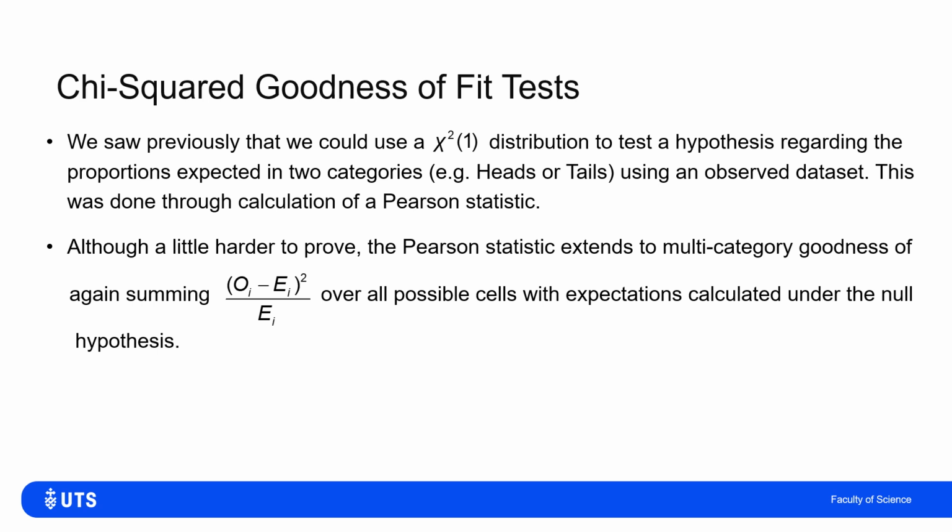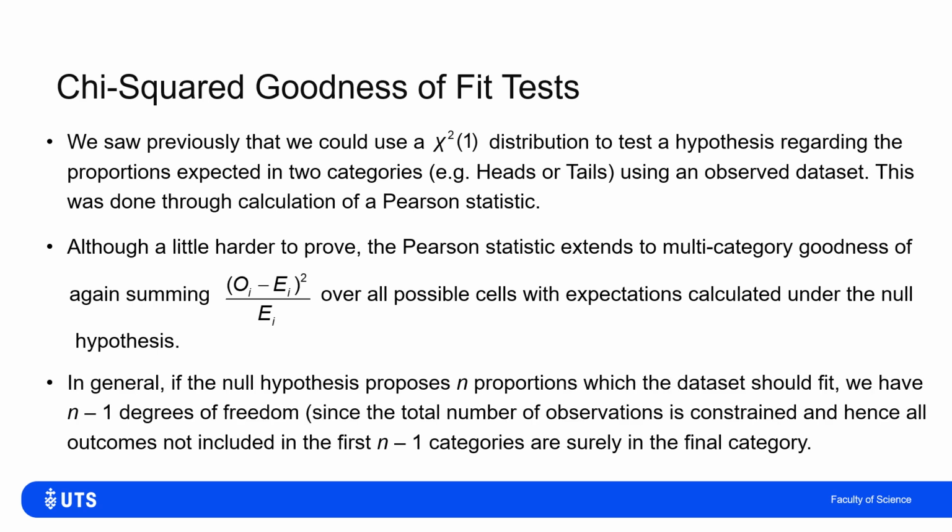So I can effectively keep subdividing, and each time I divide, I'm adding an extra degree of freedom. So if my null hypothesis has n proportions that I am claiming, then I've got n minus 1 degrees of freedom. Because if I've got two categories, then I've only got 1 degree of freedom. Once I say 70% will be heads, inherently I'm saying 30% I expect to be tails. So if I've got n categories hypothesized, then I've got n minus 1 degrees of freedom.